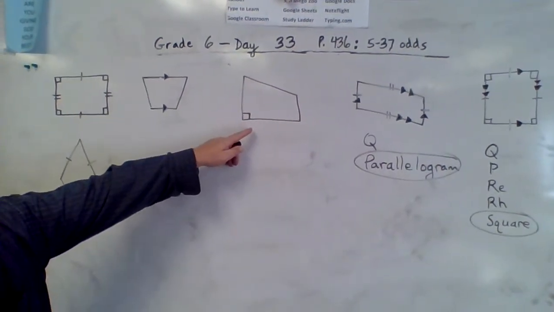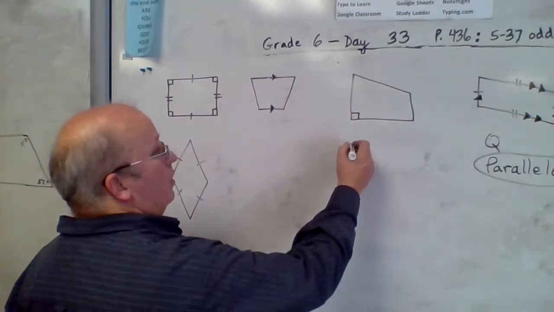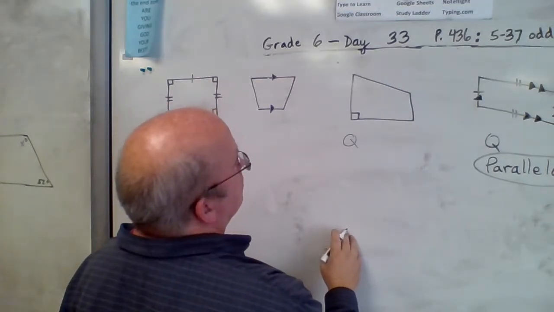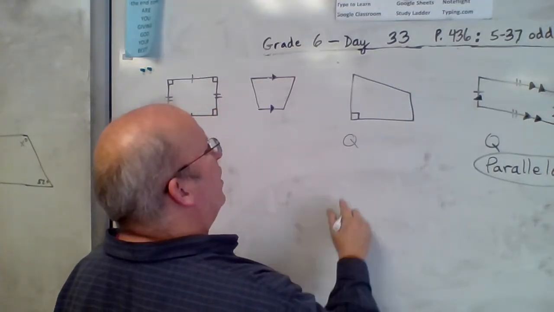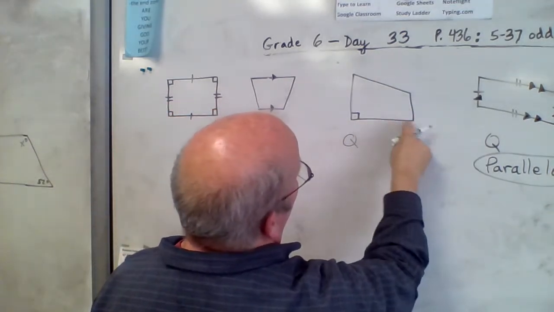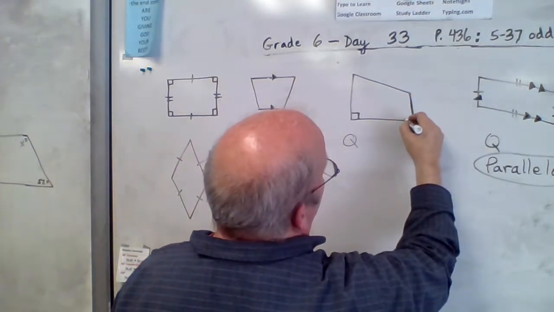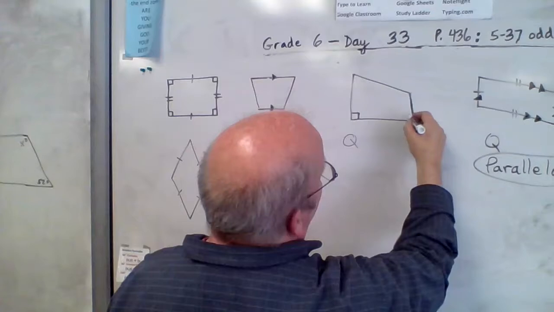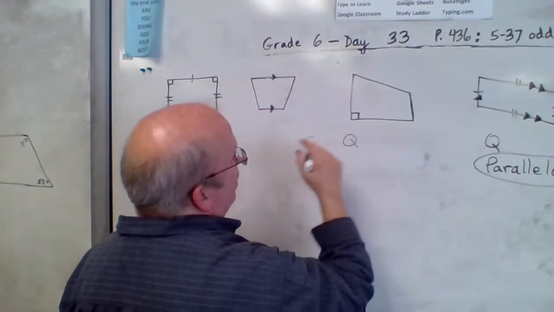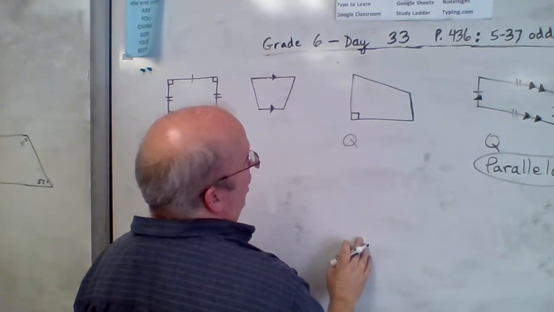Let's look at this one. What names on page 434 could apply to this one? Well, it's definitely a quadrilateral. Is it a trapezoid? Is this side parallel to this side? I don't think so because we don't have a right angle over here. This line goes in so that the angle here is probably 85 or 86 or something like that. So I don't think this is a trapezoid. It's certainly not a parallelogram like this one. It's not a rectangle, it's not a rhombus, it's not a square.